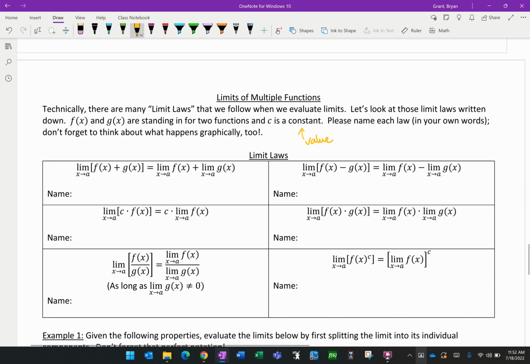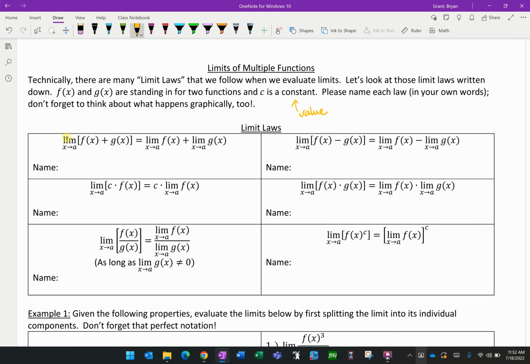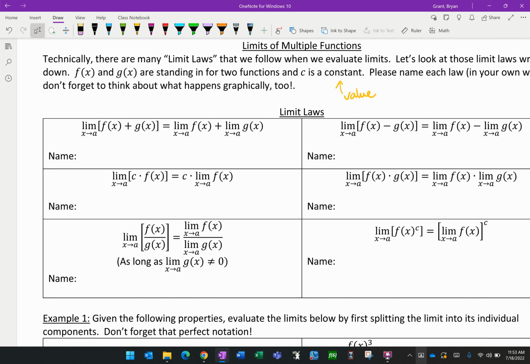So for example, if you have the limit as x approaches a of one function plus another, it's totally okay to find the limit as x approaches a of one function, the limit as x approaches a of the other function, then add them together. So what could an easy name for this be? You could say it's something like the limit summation law. I've had students say it's the adding limit law. Whatever sounds good to you.